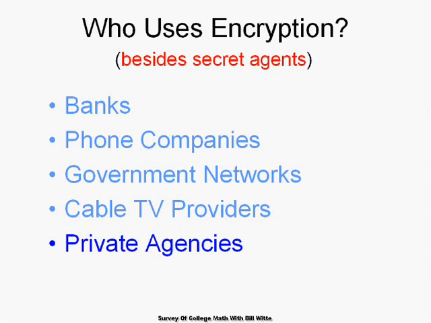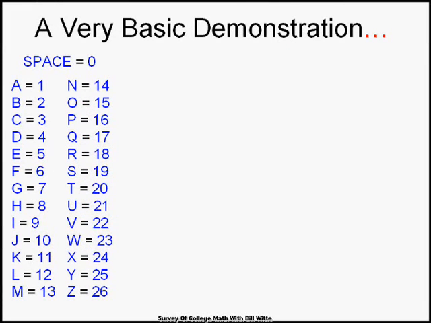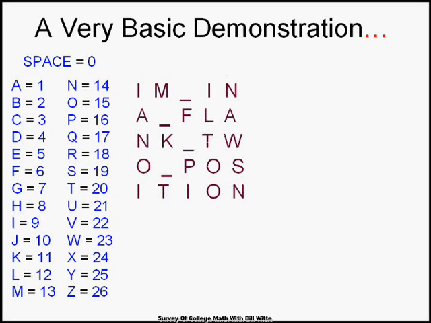Now, what do we mean by encryption, and what does it have to do with matrices? That's what I want to show you. Consider this very simple decoding set of letters and numbers, and how they might represent this secret message. The message is going to be, if you can read it across, "I'm in a flanked 2 position." Okay, just a crazy little message.